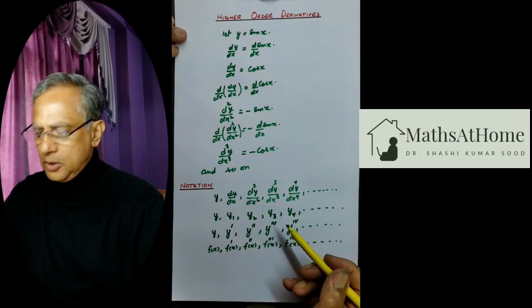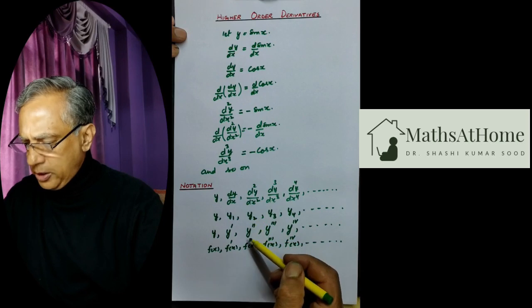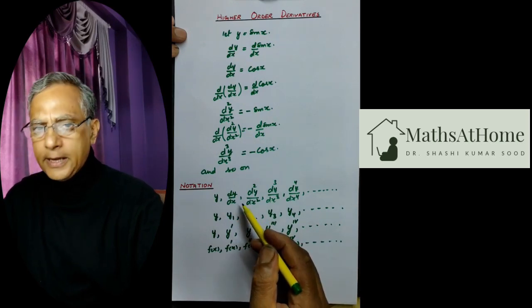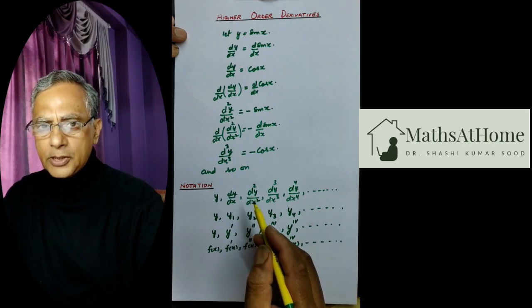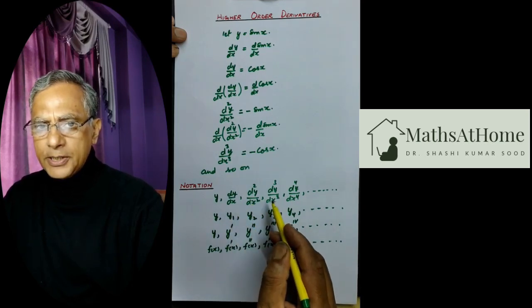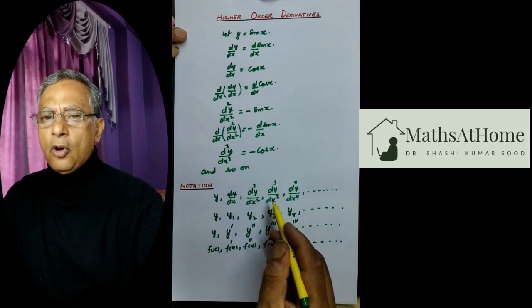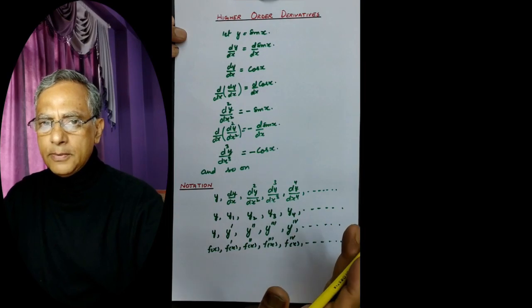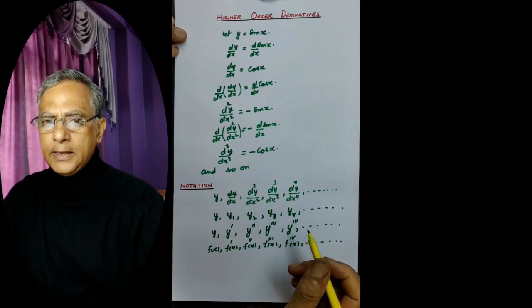Now I take up some questions based on higher order derivatives. First of all, I will take a question based on explicit functions, then implicit functions, then parametric functions, and then logarithmic differentiation. Two questions of each form, and then we will move on to the next chapter.